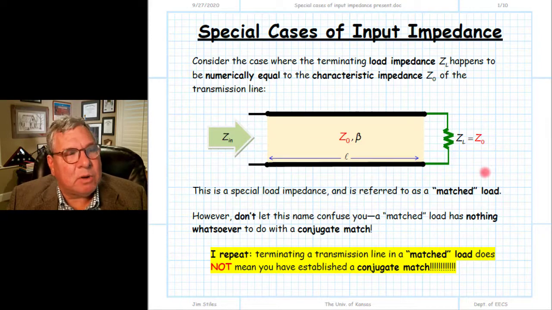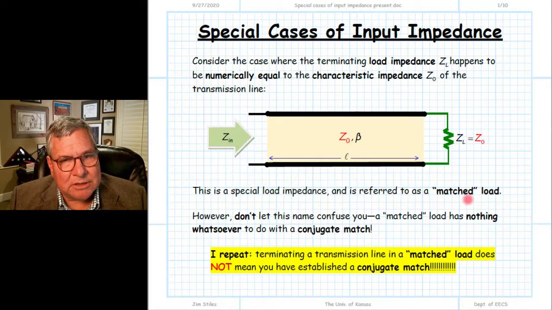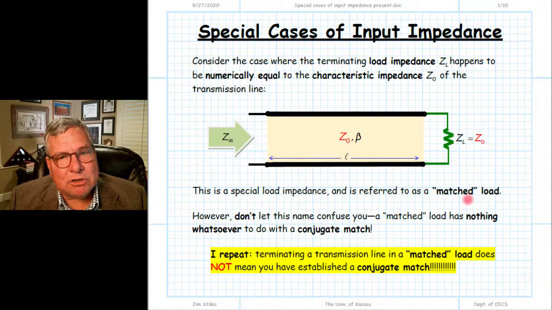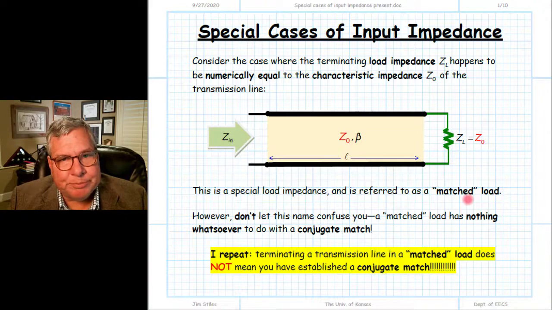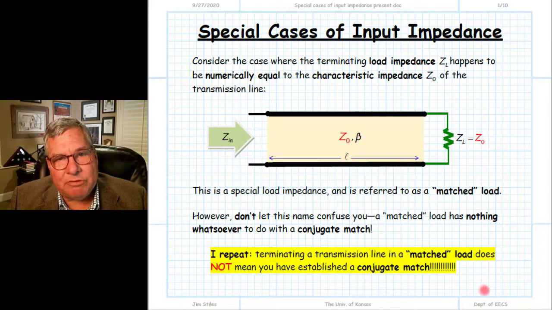This case is what we call the "matched" load, and I put matched in quotation marks here because this causes great confusion for students. Earlier in the class, of course, we talked much about conjugate match and its results. If we have a conjugate match between a source and a load, then all the available power of that source will be delivered to and absorbed by the load. Here, when we say matched, we merely mean that the load impedance is numerically equal to the characteristic impedance of the transmission line. It says nothing about a conjugate match. We cannot infer that a conjugate match exists or does not exist.